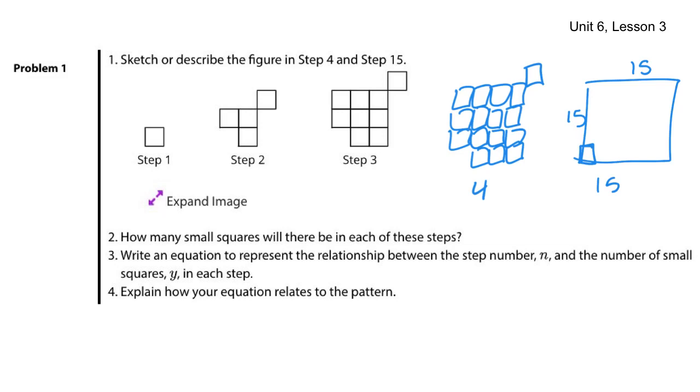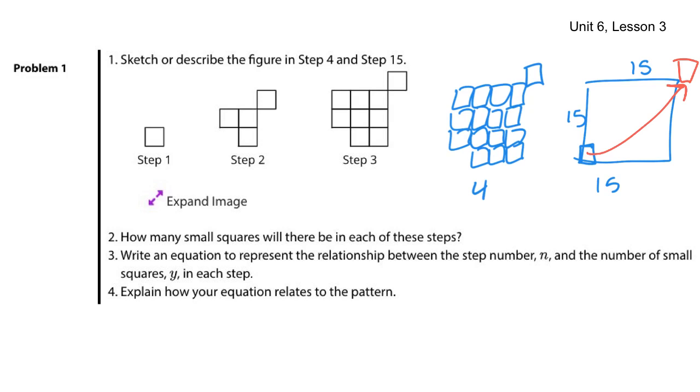Okay, on number 1, I have sketched what this would look like in step 4. And as I was sketching, I noticed that it's basically a square here, a 4 by 4 square, except I've taken this last corner square and put it up over here. And so on step 15, it would look like this, 15 by 15 square, but I would take this square here and put it up in the corner.